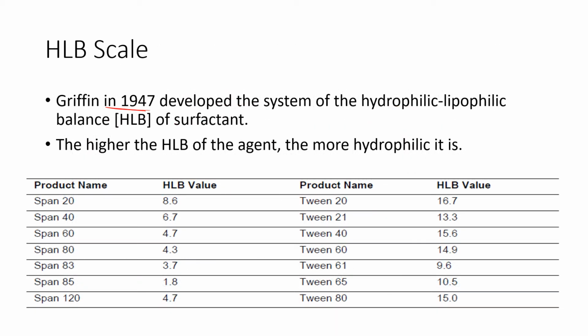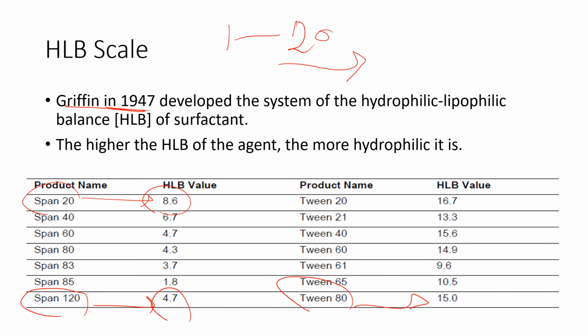Griffin in 1947 developed a simple scale from 1 to 20, but now it extends beyond 20 also. This scale gave a number to each surfactant. Each surfactant gets a number, like Span 20 gets 8.6, Span 120 gets 4.7, and Tween 80 gets 15. This number indicates the hydrophilicity and lipophilicity. If the number is higher, close to 20, it means the surfactant is very hydrophilic.